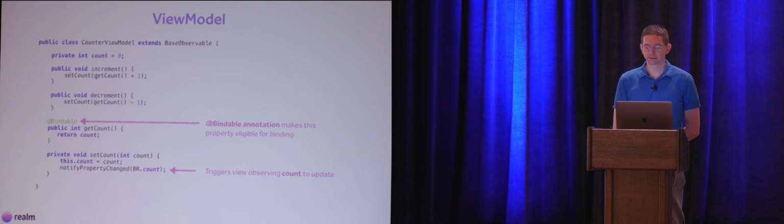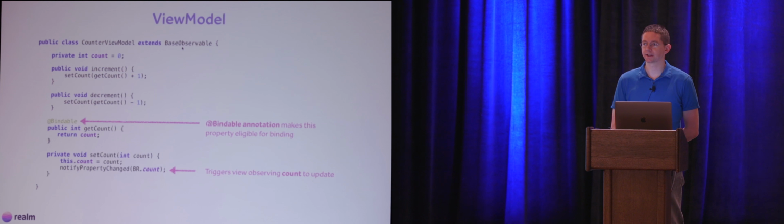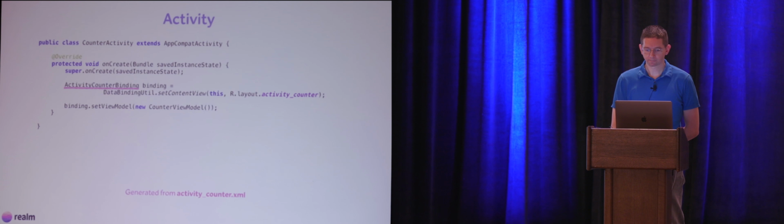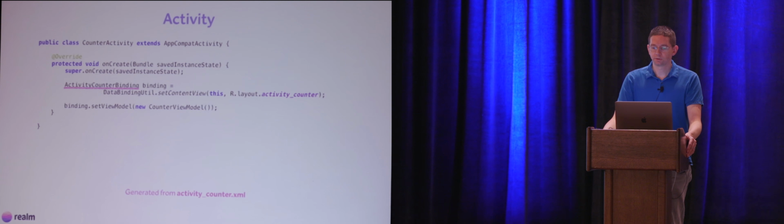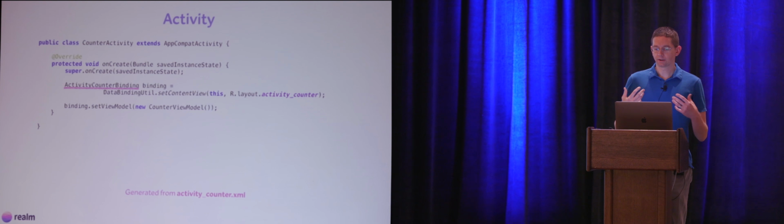And so when somebody clicks increment, it sets the count to whatever the current count was plus 1. In setting that count, it changes the property and notifies listeners like our view that the property's changed, and then our view responds to that. All this works because I've extended a class called BaseObservable, which is included by the Android data binding library.